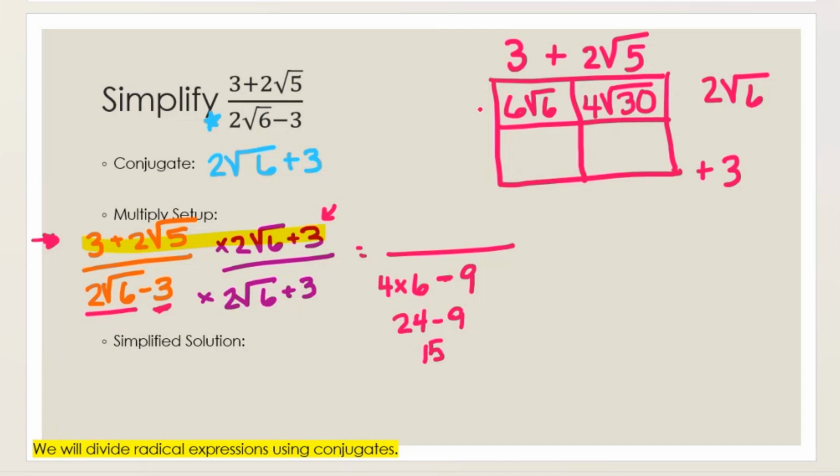Move on to the next row. 3 times 3 is 9. And then 2 square root 5 times 3. 2 times 3 is 6. And I bring that square root 5 along.